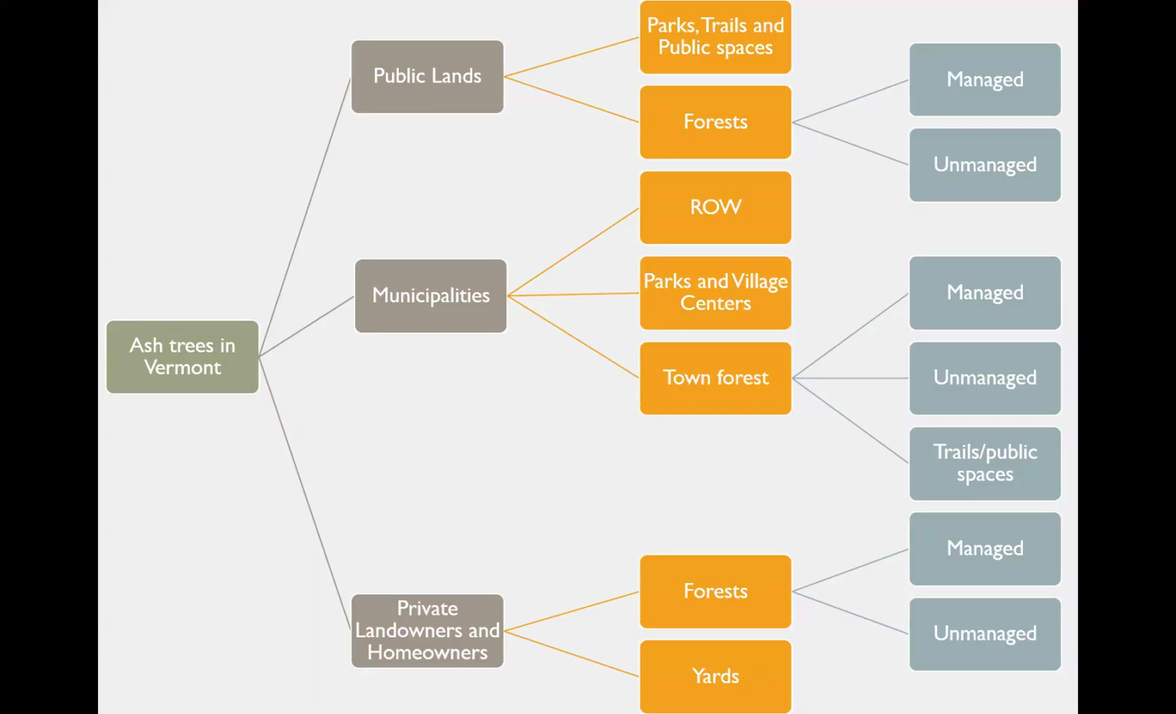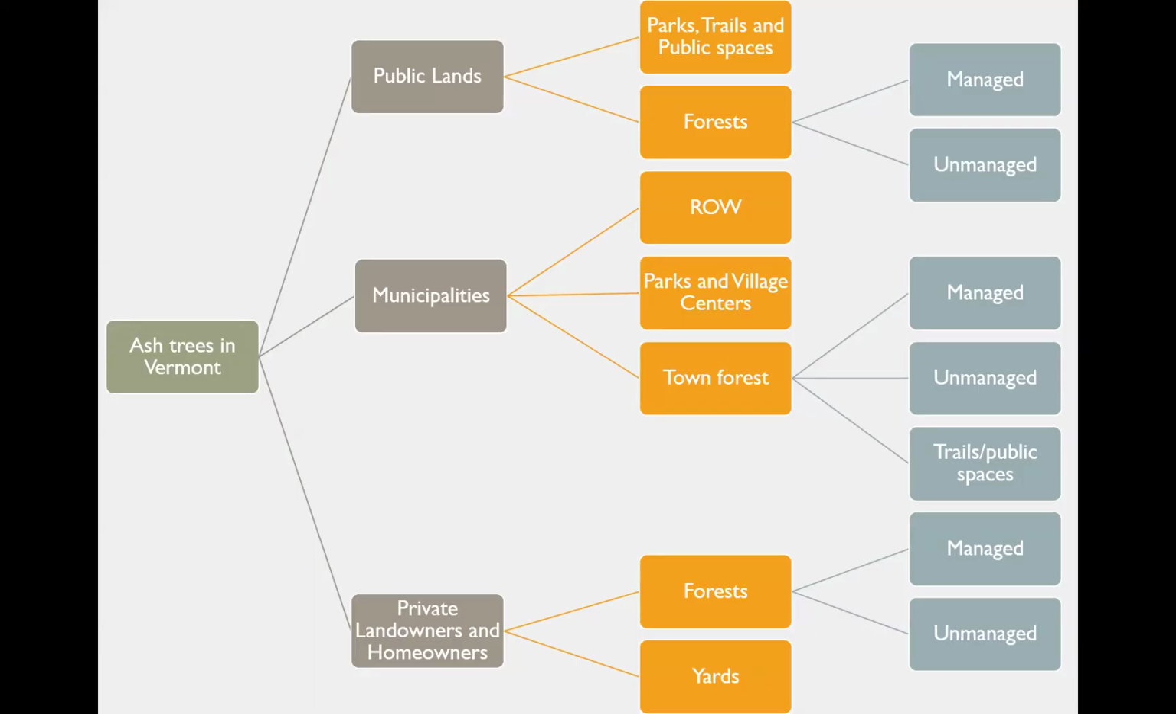So we have all these ash trees in Vermont, and they are all in different areas, spread across the state. We have ash trees that are on public lands, ash trees that are on municipalities, which is kind of public land, and then we have ash trees that are on private land owned by private landowners and homeowners.